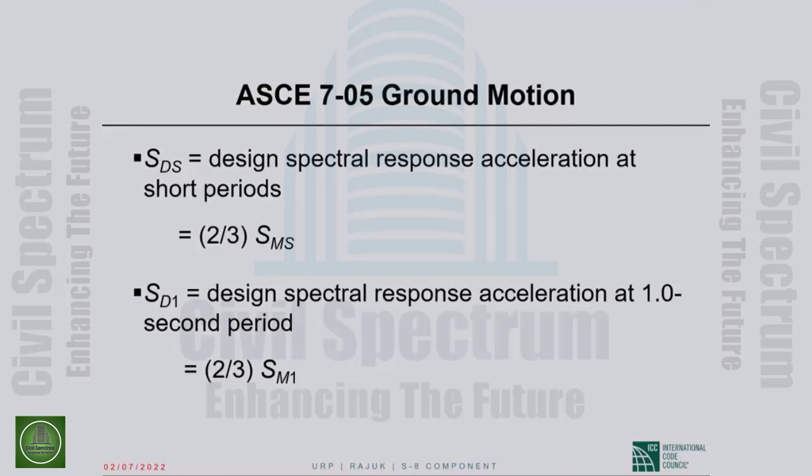Okay. And then in design, we use 2/3 of the soil modified maximum considered earthquake values. 2/3 of S sub M1 is S sub D1, the design long period spectral acceleration, and 2/3 of S sub MS is S sub DS, the design short period spectral acceleration. Okay, so our design quantities are S sub DS and S sub D1.